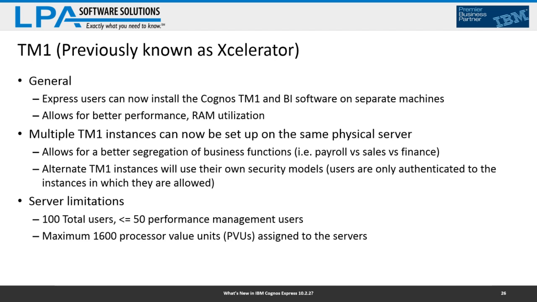So you could have users that are only granted access to that payroll application and would not see anything else, and vice versa. As far as the server limitation, similar to the old version of Express, 100 total users across the board, less than or equal to 50 for read-write performance management users on the TM1 side. And you can have 1,600 PBU units assigned to all the servers.